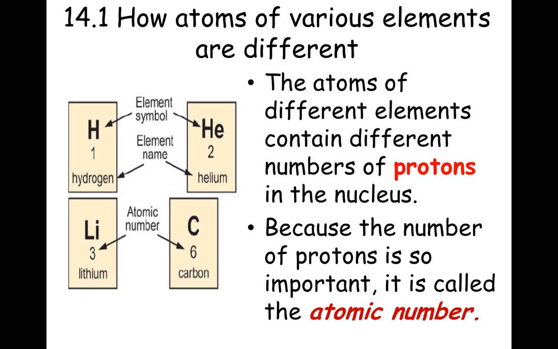How atoms of various elements are different. The atoms of different elements contain different numbers of protons. That is correlated or related to the number that it is on your periodic table. Because the number of protons is important, it's called its atomic number. Please check your periodic table.